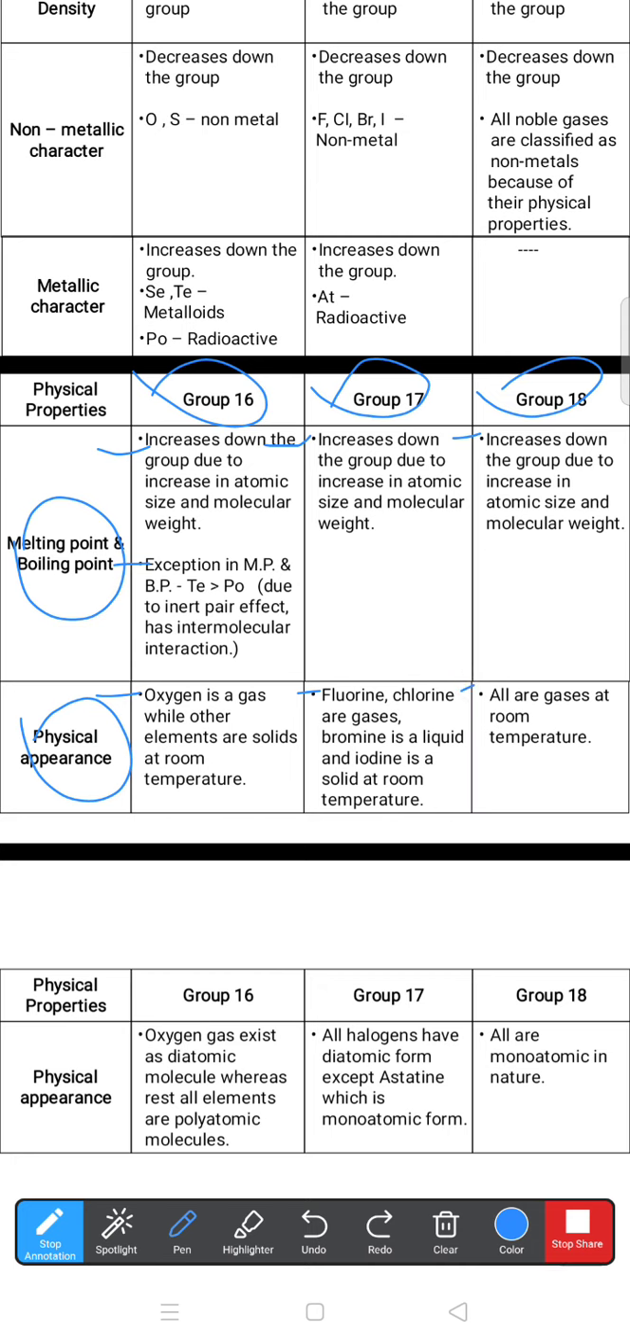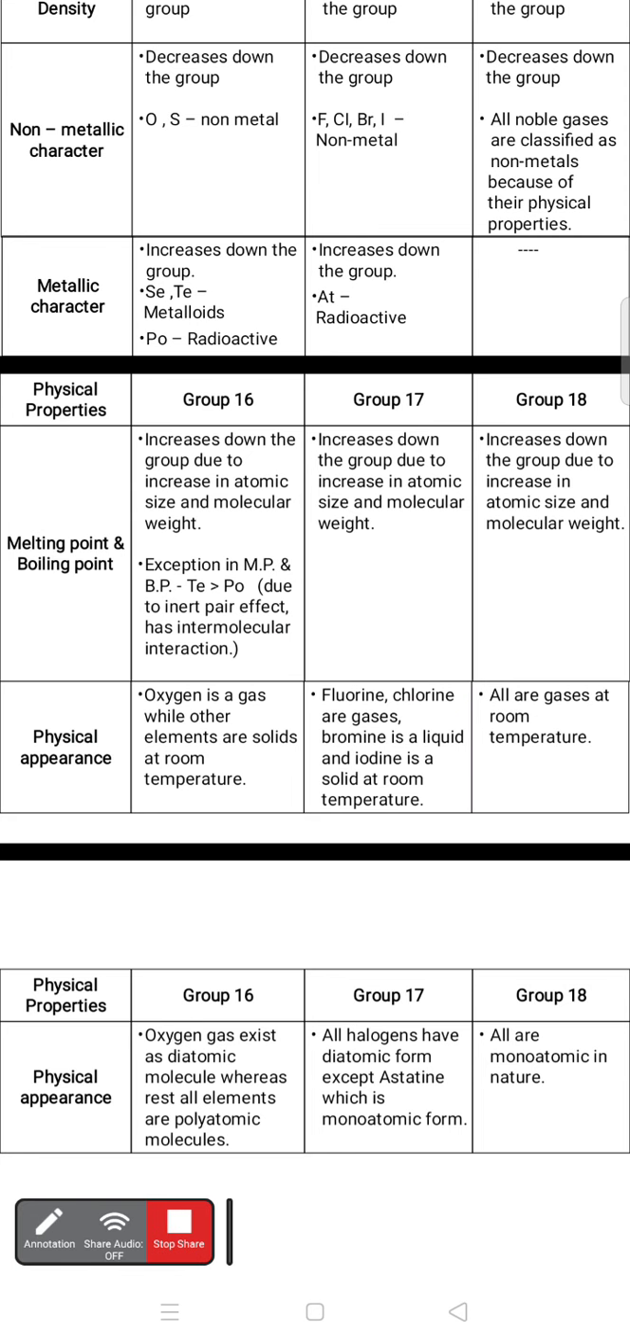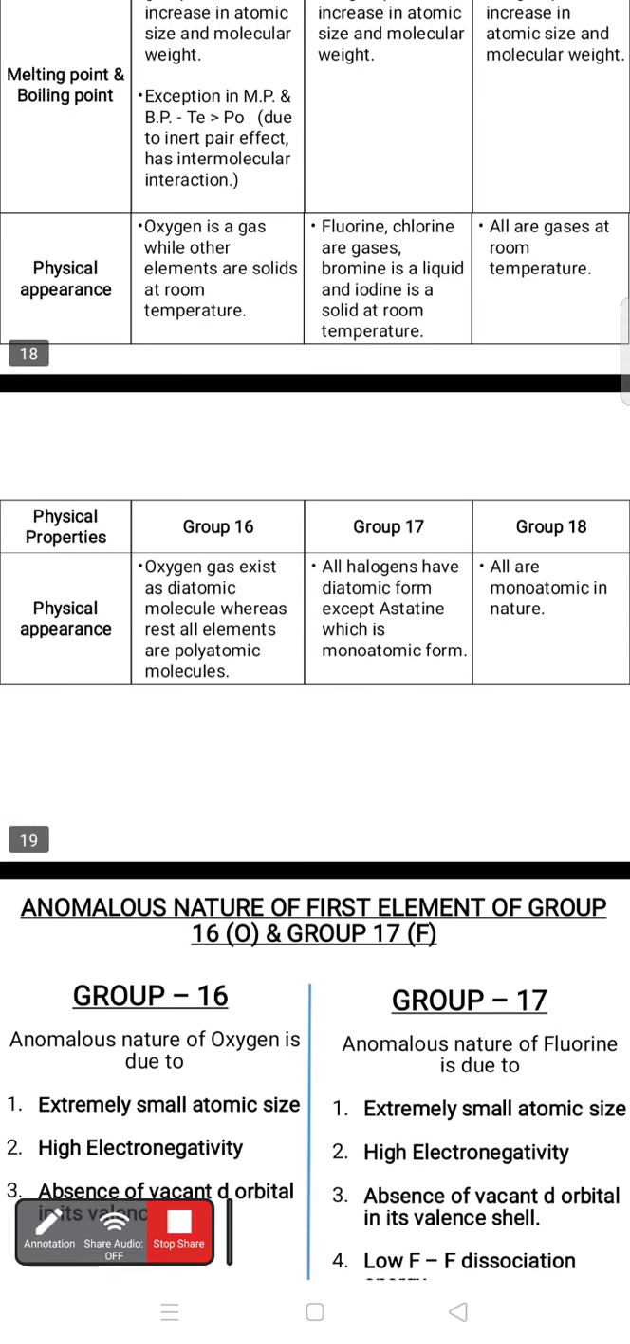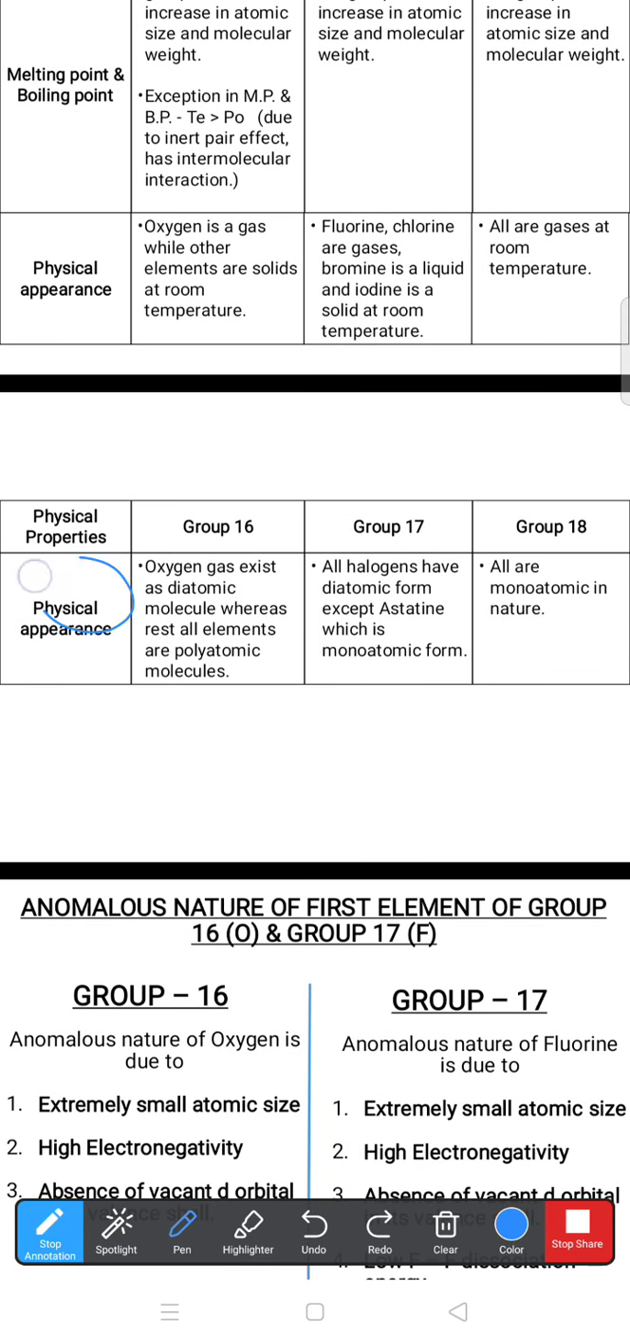Right from helium to radon, you can see all these are gases in which the outermost shell is completed, which is stable. Next physical property we can discuss is their physical appearance. In that, the next point is oxygen gas exists as diatomic, that's why its formula is O2 molecule, whereas all the rest of the elements are polyatomic molecules.